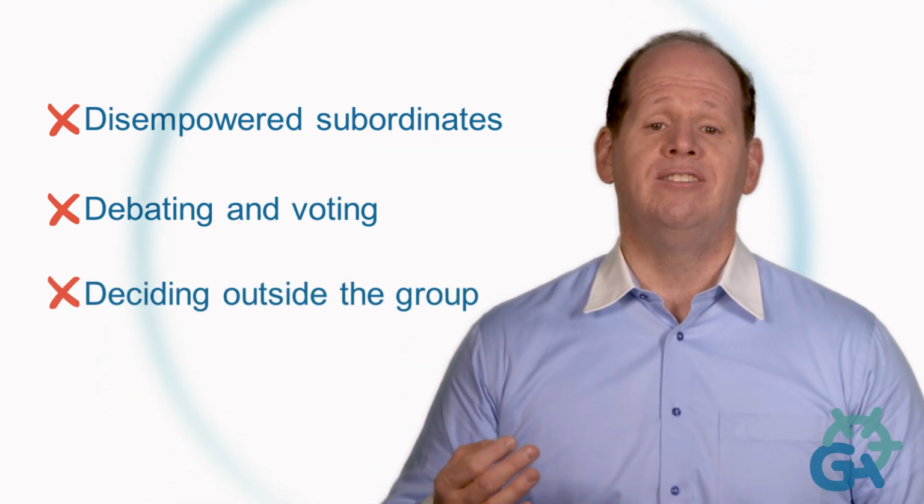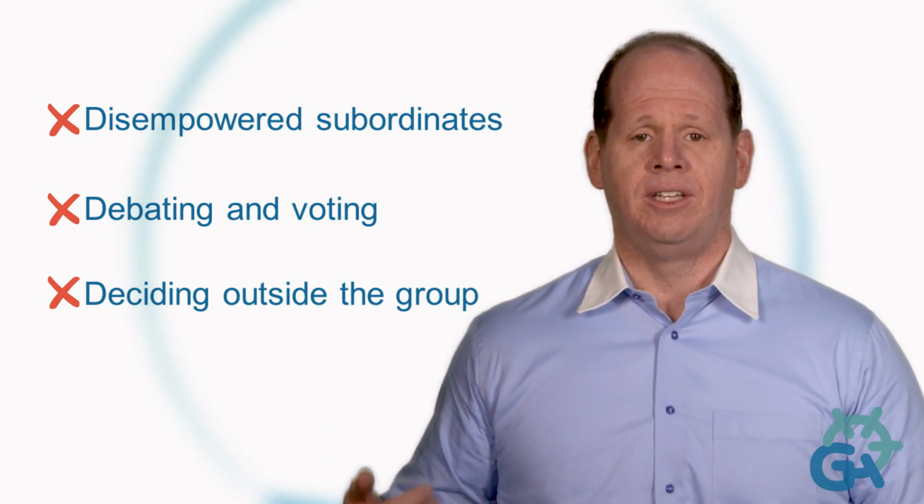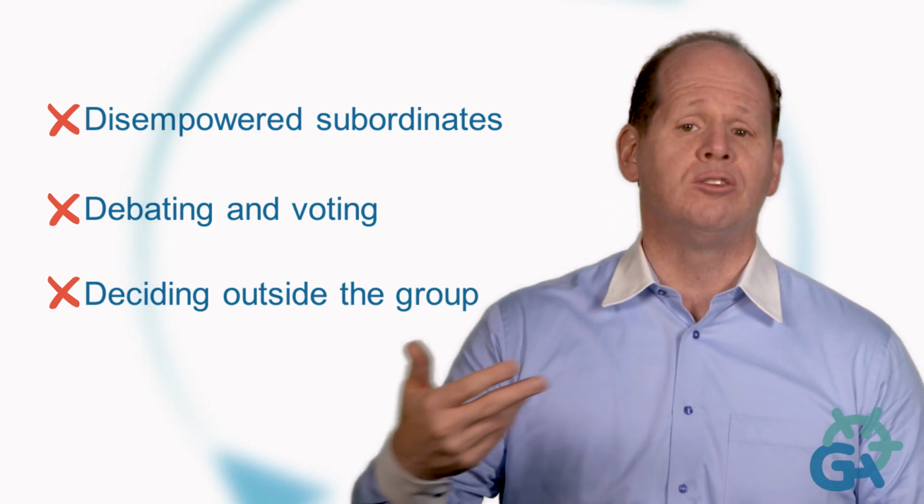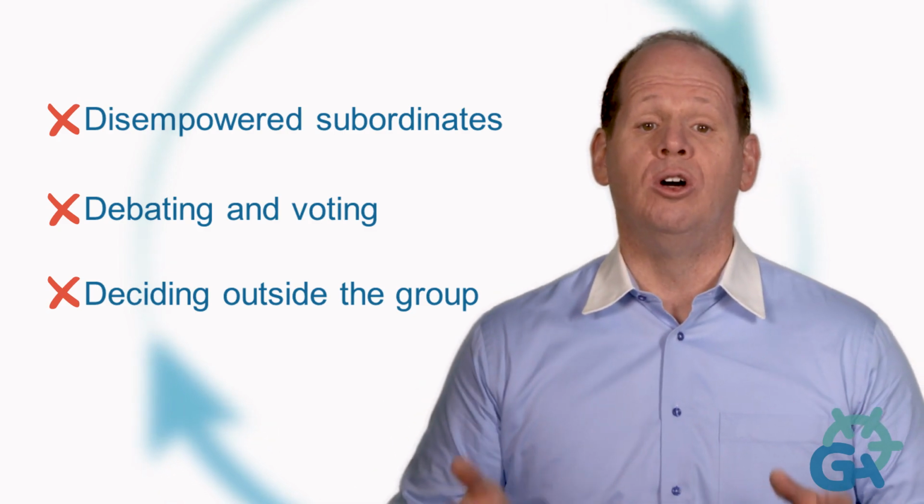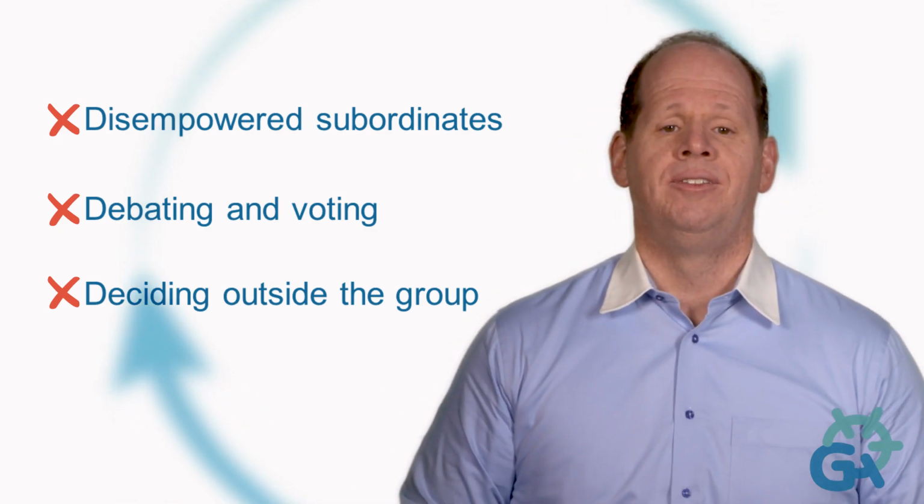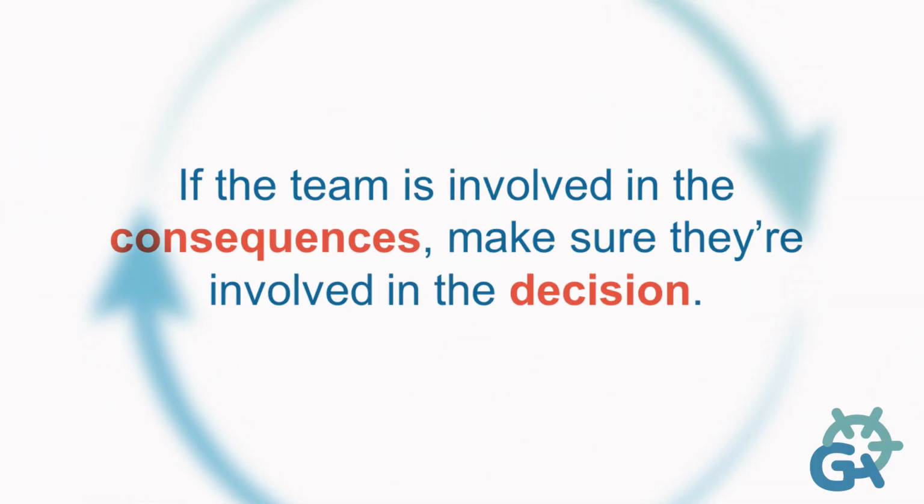Third, diligently avoid making decisions outside the group. If an employee comes to you seeking some of a peer's resources, for example, help the person bring the issue to your staff, but don't make the decision until it gets there. If the team is involved in the consequences, make sure they're involved in the decision by way of the staff meeting.